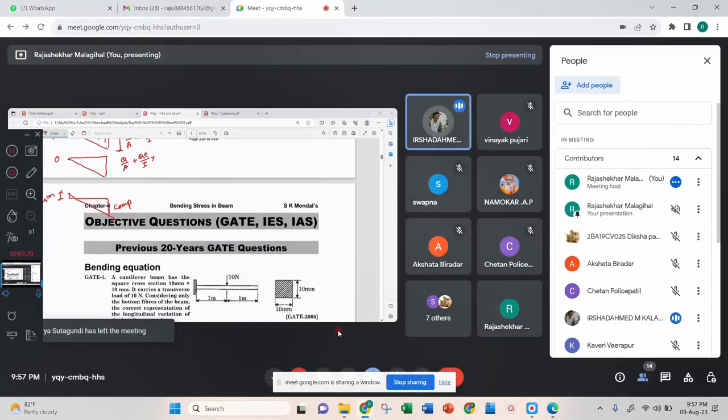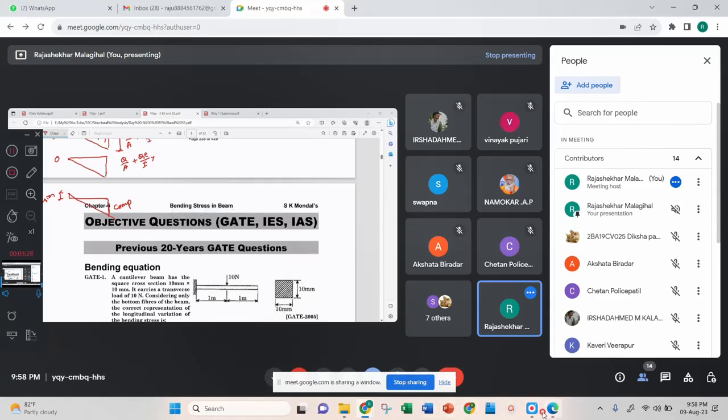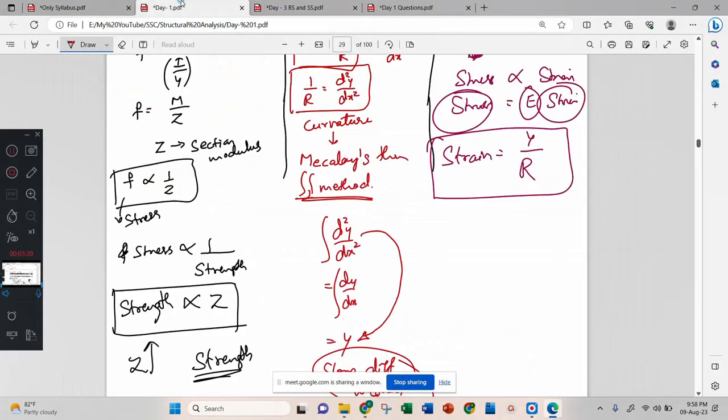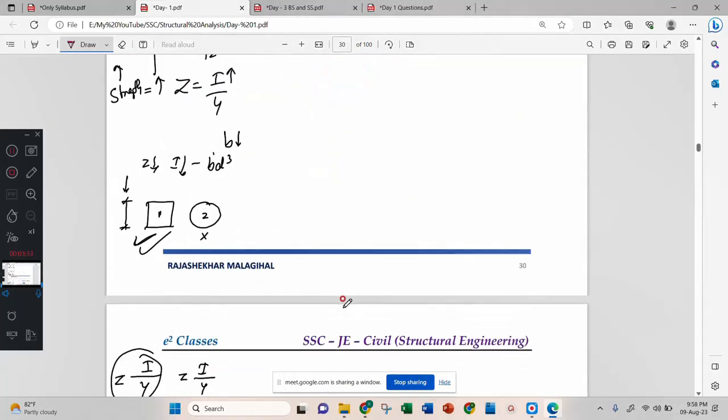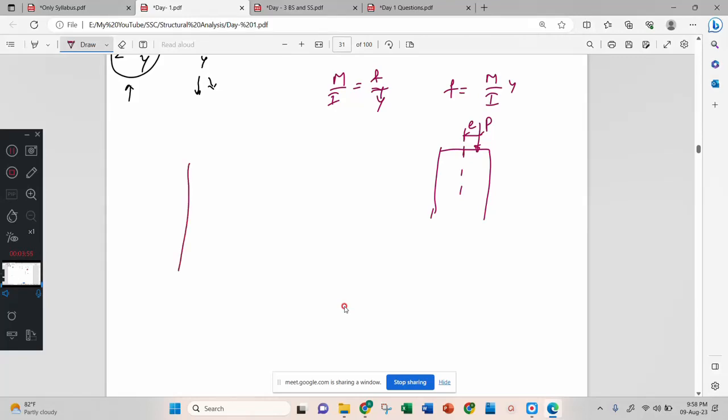Sir, in the last diagram I did not understand the Y by I. One minute. See, I will show it here. We have M by I equal to F by Y. Correct? F equal to M by I into Y. Then if you have any beam or column like this, and your load P is here and E is here, correct? One more diagram.